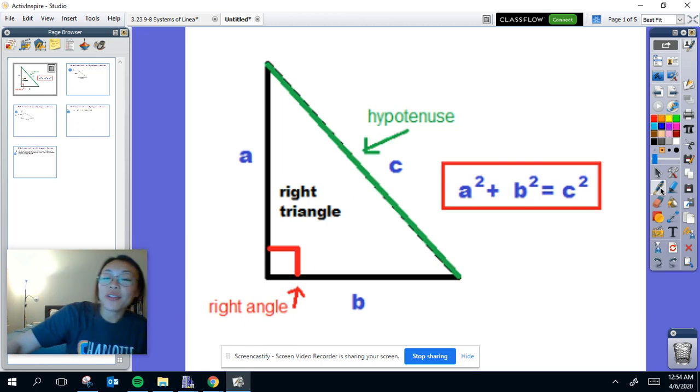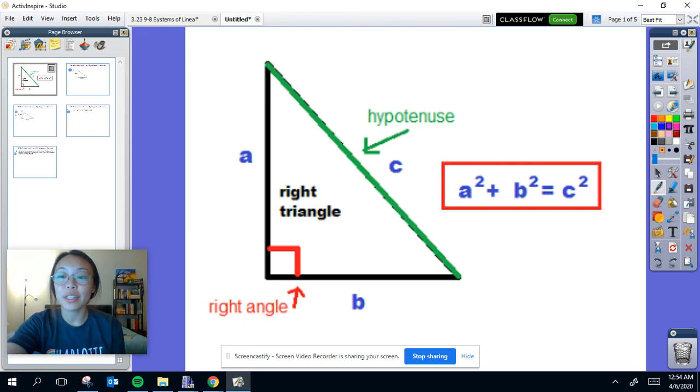Hi, good afternoon, everyone. So you guys watched the video already on Pythagorean Theorem. I just want to go over a couple problems from the Go Formative today to make sure that you understand everything that you're doing.